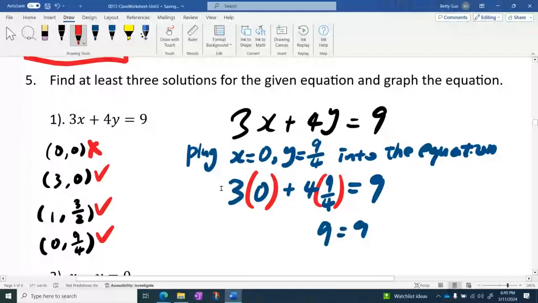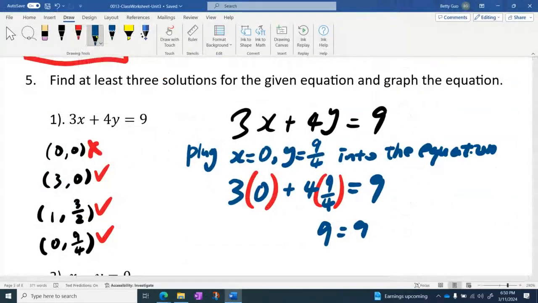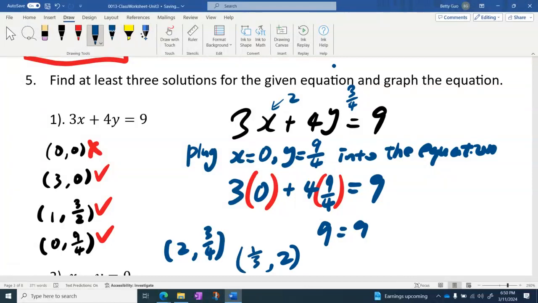Question here. Do you think we can find more solutions? How many solutions do you think this equation has? We found 3. Do you think we can find more? Yes, we can find more. For example, I can let x equals 2. If I let x equals 2, I would need y to be 3 over 4. So (2, 3/4). If you plug in, you'll see it satisfies. Or if I let y be 2, then I would need x to be 1/3. Then this pair satisfies as well.